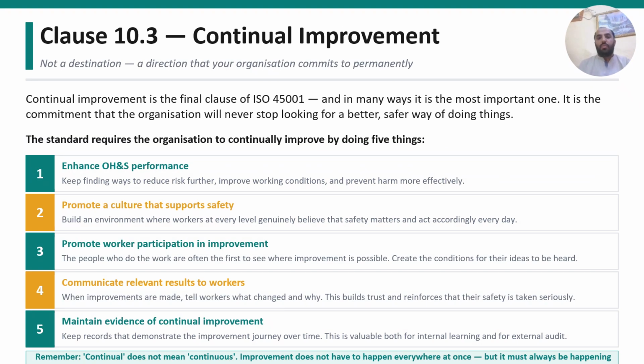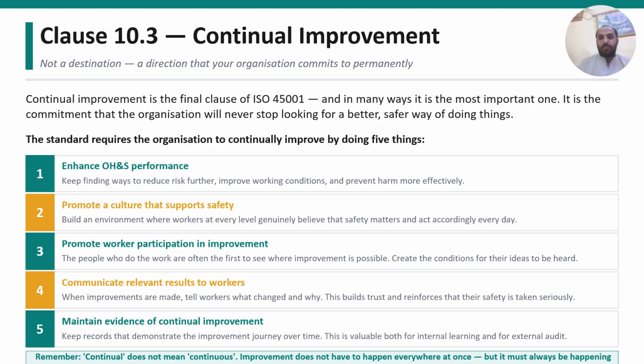We now come to the very final clause of ISO 45001, clause 10.3, which is about continual improvement. I think this is in many ways the most important clause in the entire standard, not because it is the most technical, it is not, but because it represents the attitude and the commitment that determine whether a safety management system in reality is alive or dead.